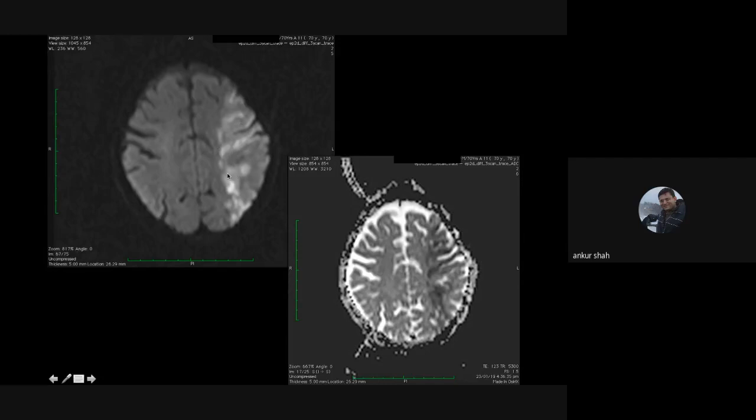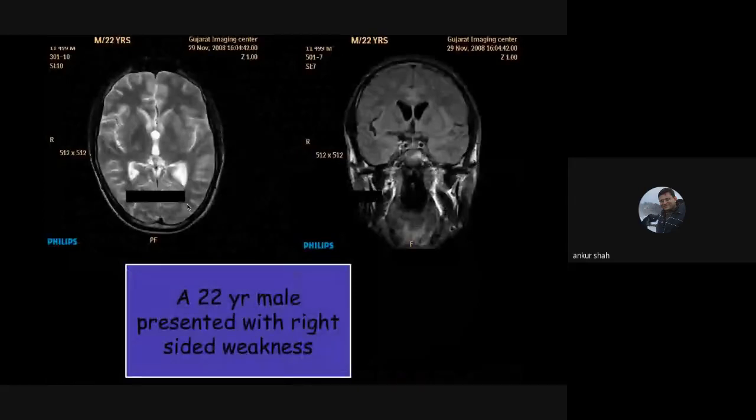And if we detect this, we can save the patient from further complications. We can reduce the morbidity, thrombolysis can be done, and the patient can be saved from probably lifelong hemiplegia. So this is the utility of diffusion weighted imaging.